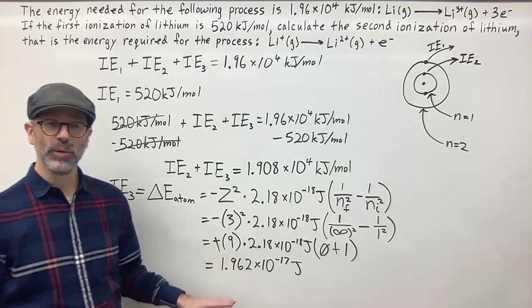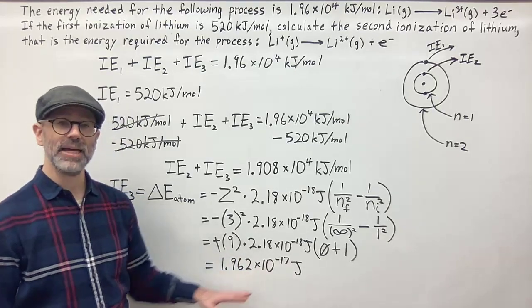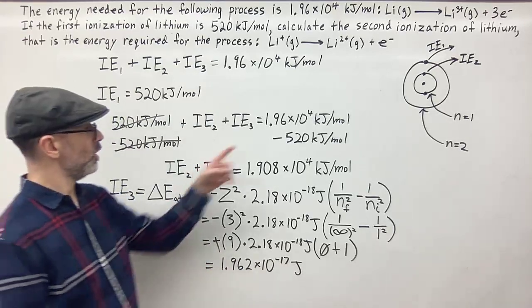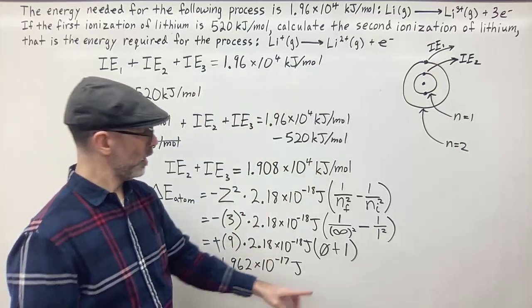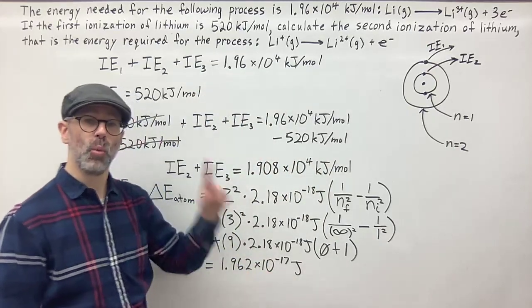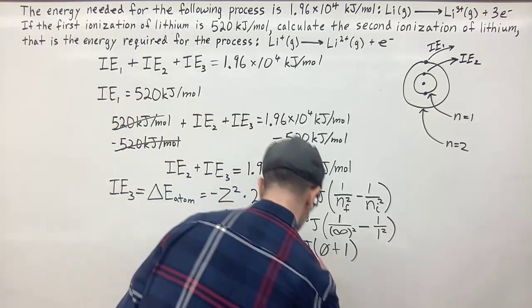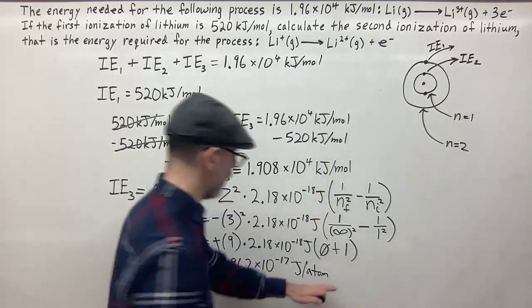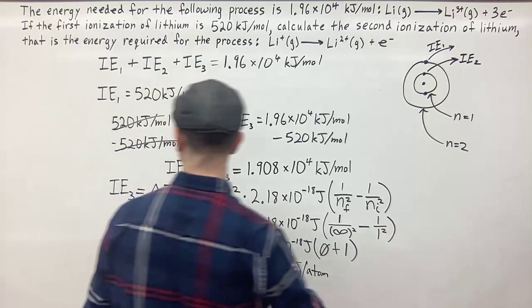Now, before we go on, we need to note that ionization energy is normally given in kilojoules per mole. Notice this is kilojoules per mole. This is joules per one atom, so joules per atom of lithium. So I need to convert this to kilojoules per mole. So let's go ahead and do that.